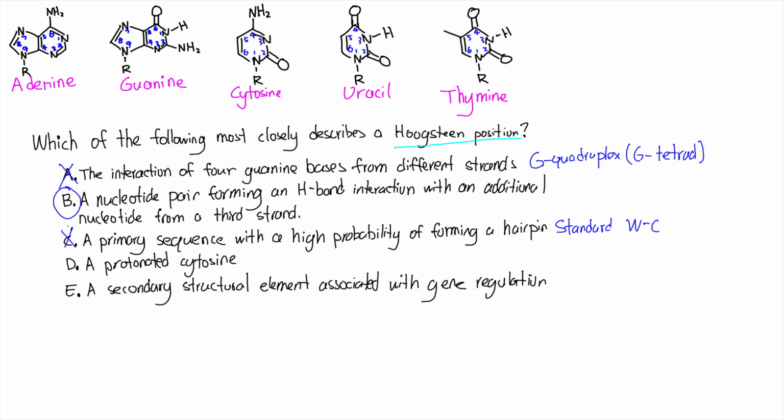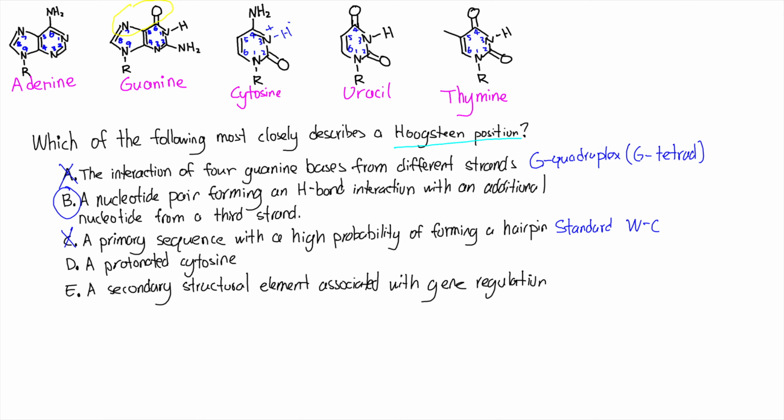And then option D says a protonated cytosine. A protonated cytosine, where you have this one protonated here, is often a requirement to form a Hoogsteen pair with a guanine in parallel triplexes. For instance, if you want to utilize this face of guanine over here, let me use a different color. You want to utilize this face over here, and you want to protonate this so that these two can hydrogen bond with each other, right?